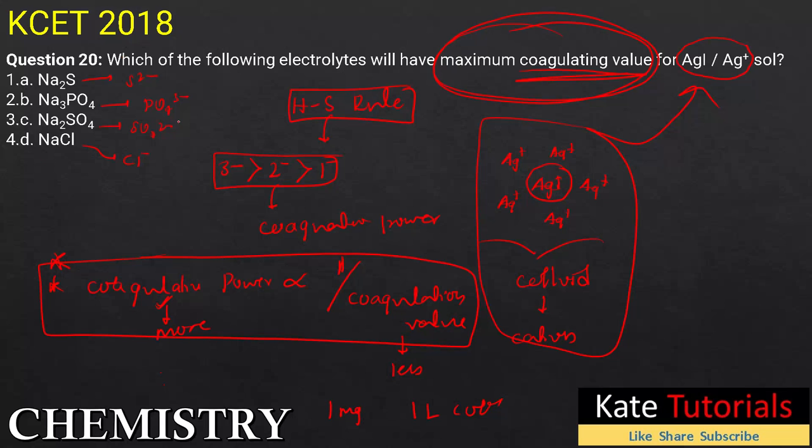So within these options A, B, C, D, the most coagulation power is PO4 3 minus, because the charge is 3 minus. If I order coagulation power, the coagulation power of PO4 3 minus will be greater than SO4 2 minus, which will be almost equal to S2 minus, which will again be greater than Cl minus. So this is coagulation power, but they have asked coagulation value. We know that coagulation power is inversely proportional to coagulation value, right? So the greater the coagulation power, the smaller the coagulation value. The smaller the coagulation power, the greater the coagulation value.